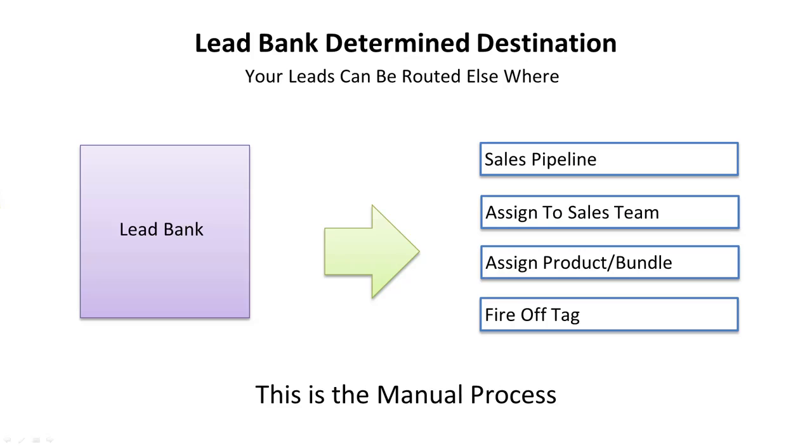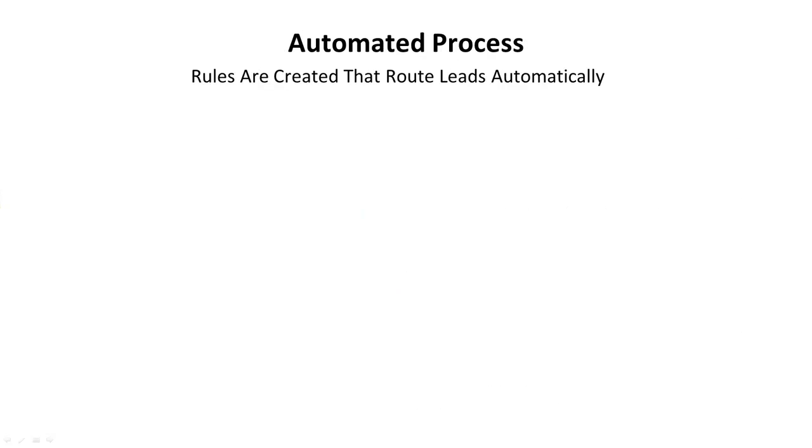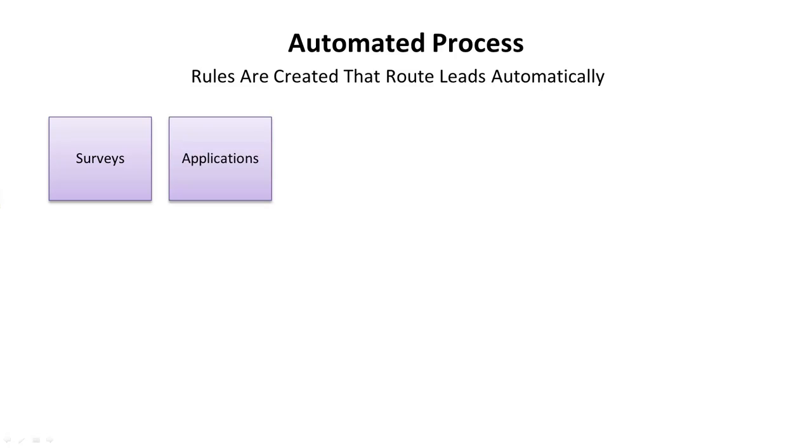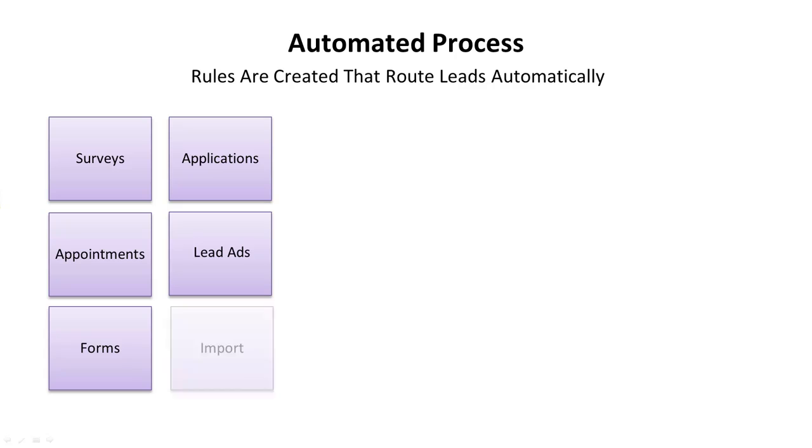This isn't how we recommend to do it at all. Instead, we have an automated process. And what you do is you're going to create a rule. And so rules are created that route the leads automatically. So here's how that works. We have our surveys, our applications, our appointments, our lead ads, our forms, or we can go ahead and import our leads. Any way you can think of to generate leads, again, consider there to be a box.